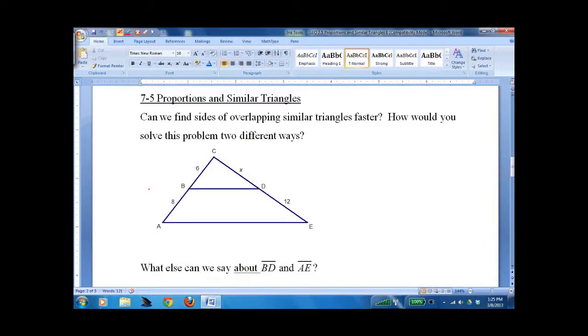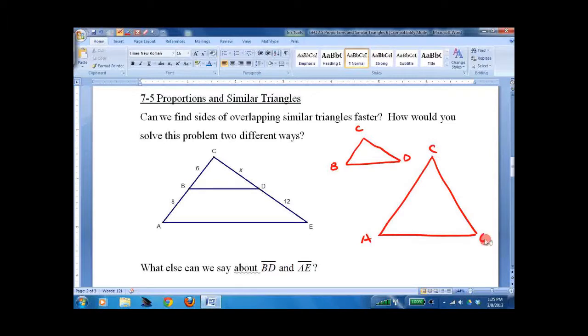Lesson 7.5, proportions and similar triangles. So we did this before. We said, well, we've got two triangles. They may or may not be similar. For now, we'll assume they're similar, but we'll talk about that in a little bit. And we break them out and we say, oh, we'll label the sides and we'll figure out x. Well, is there a faster way to do it?